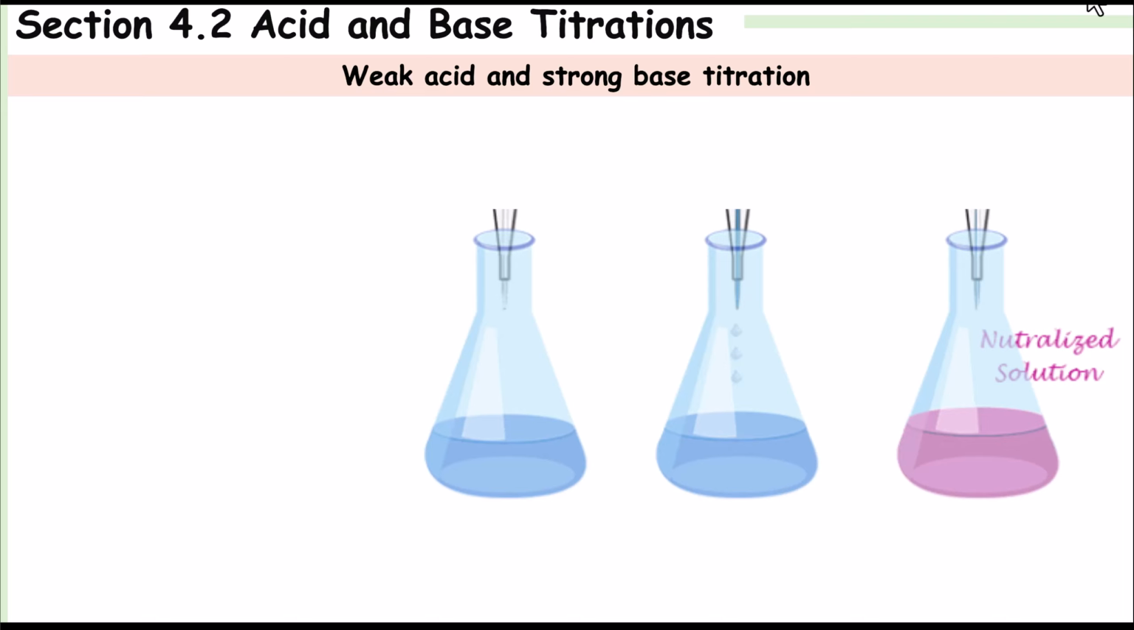In this video, we'll cover part 2 of acid and base titrations. We will cover more in detail the weak acid and strong base titration. What that means is in this flask, you will have a weak acid, and what's being titrated through, or the titrant that's coming through from the burette into the flask, would be the strong base.